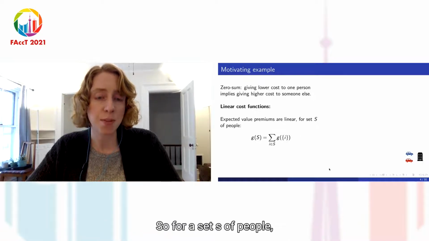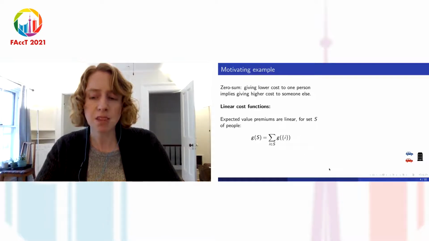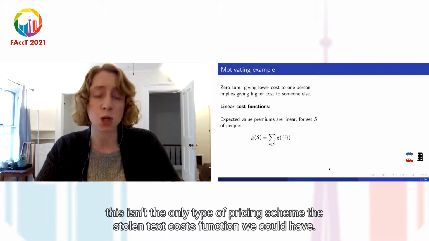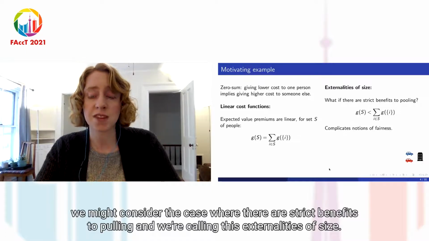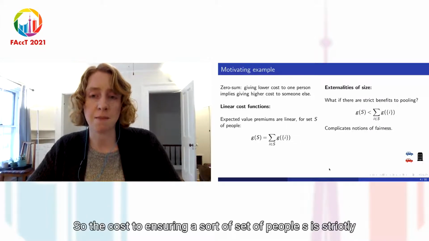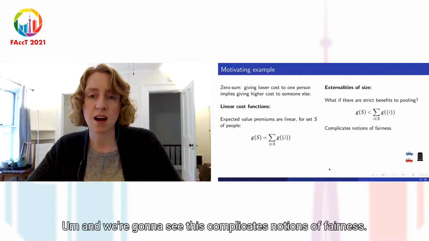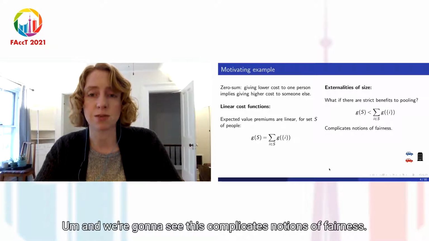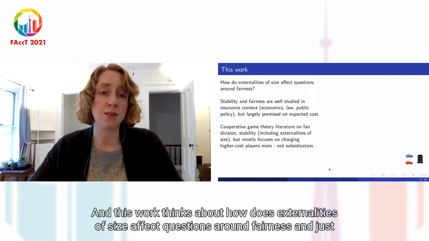So for a set S of people, the cost of insuring the entire set is equal to the cost of insuring each person individually. However, this isn't the only type of cost function we could have. We might consider the case where there are strict benefits to pooling, and we're calling this externalities of size. So the cost of insuring a set of people S is strictly less than the sum of costs of insuring each person individually. And we're going to see that this complicates notions of fairness. This work thinks about how externalities of size affect questions around fairness.